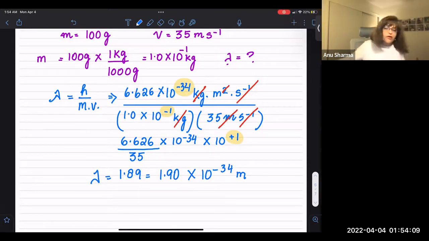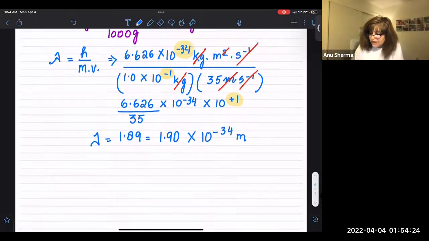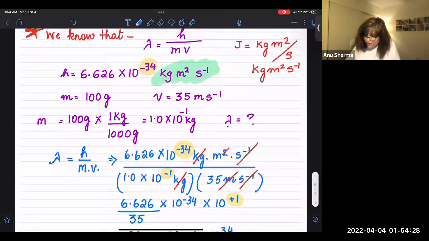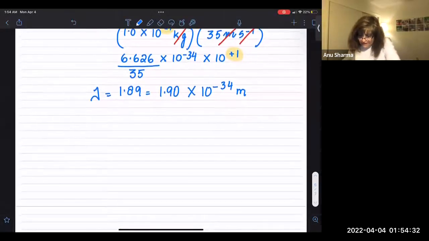Now we're talking about a softball, which is practically impossible. So this de Broglie equation only applies to particles that have very small mass, and only then does it make sense. So anyways, this is the answer, and now let's look at the next problem.